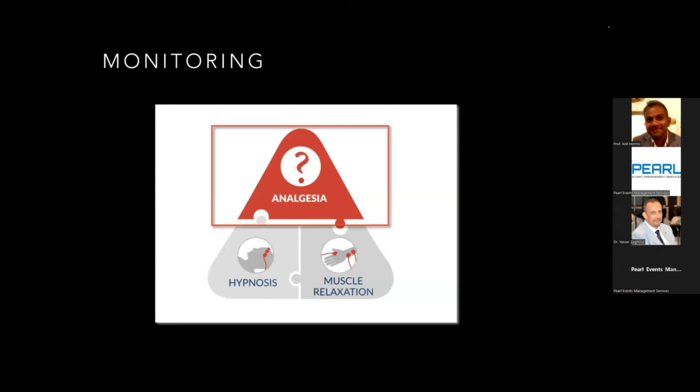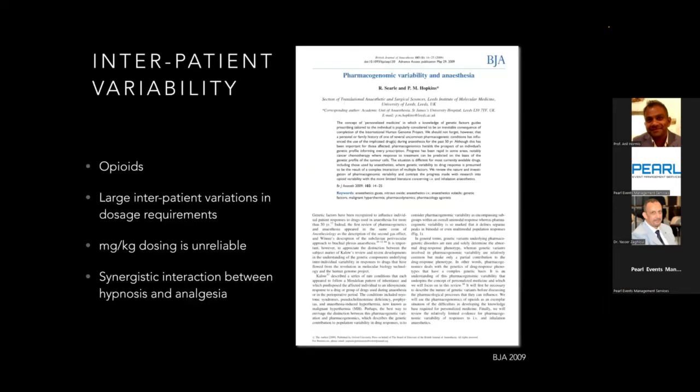But the problem is for analgesia, we've never really had a true monitor. We've never really been able to get something that will let us know how well analgesed our patients are during major surgery. And we use our own ideas about how much opiates we should give patients. And the problem with that is that there's lots of data to show us that there's a big interpatient variability between how we metabolize and how we need opiates during anesthesia. And the concept of a milligram per kilo dosing is very unreliable.